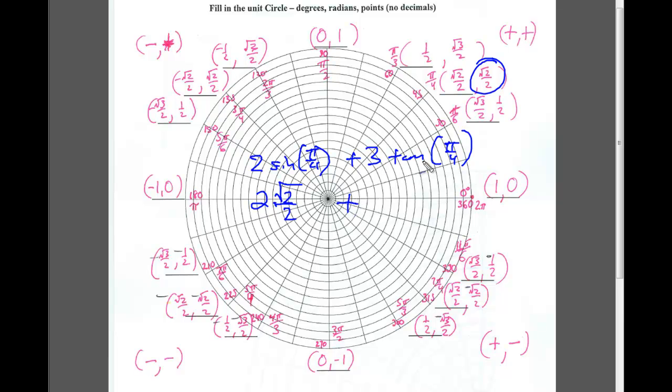Plus, and here we have 3 tangent, which is, now here's the thing, tangent is y over x, so square root of 2 over 2 divided by square root of 2 over 2 is 1. So if I simplify this, it's square root of 2 plus 3. And I kind of like having my answers written this way because it fits the a plus bi form that we learned in Math 121. So even the book might have square root of 2 plus 3. This is a little bit closer to the a plus bi form when we deal with imaginary numbers. Okay, so there's your answer for that problem.